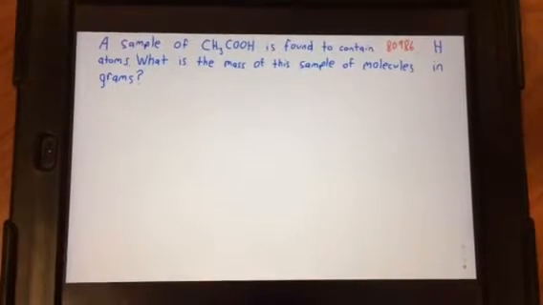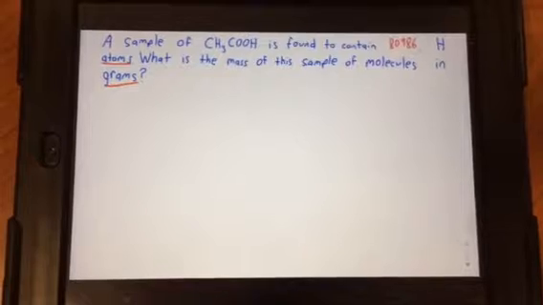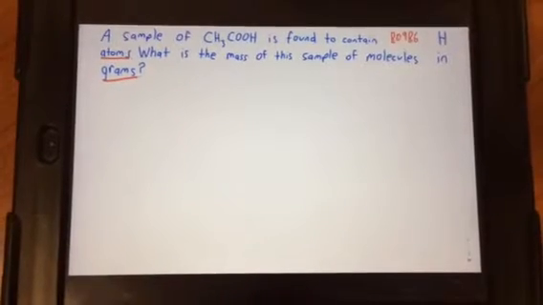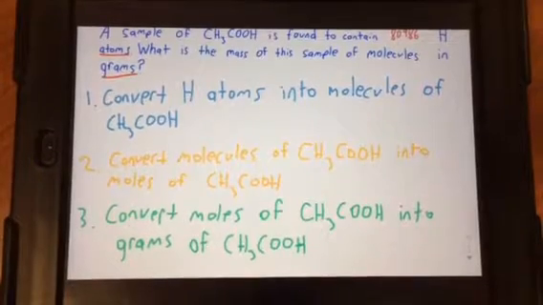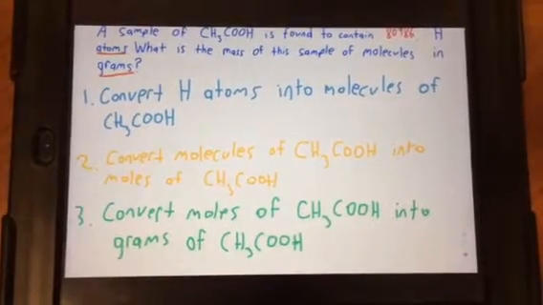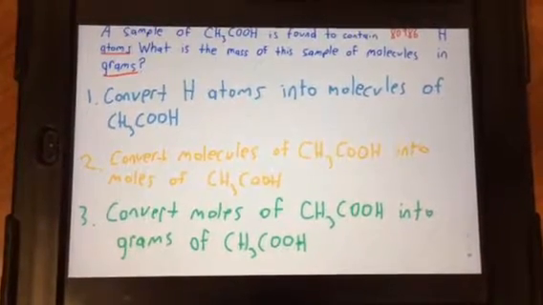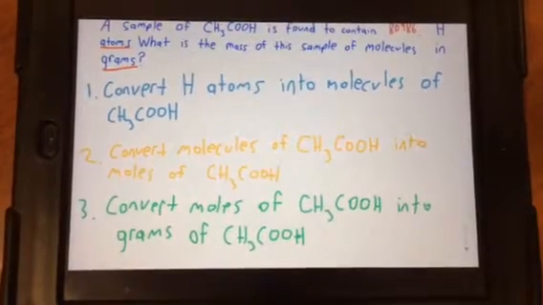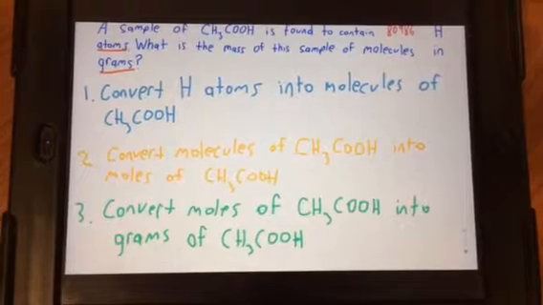So it's important to underline atoms and grams because we're beginning in hydrogen atoms and we're trying to end at grams of CH3COOH. To find the total mass, we use three steps. 1. Convert hydrogen atoms into molecules of acetic acid. 2. Convert molecules of acetic acid into moles of acetic acid. And finally, 3. Convert moles of acetic acid into grams of acetic acid.